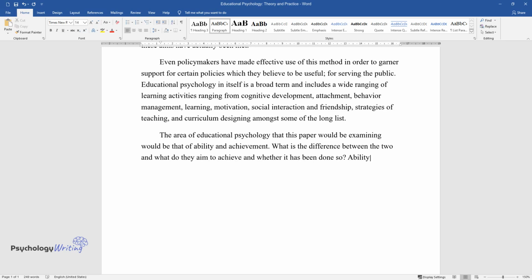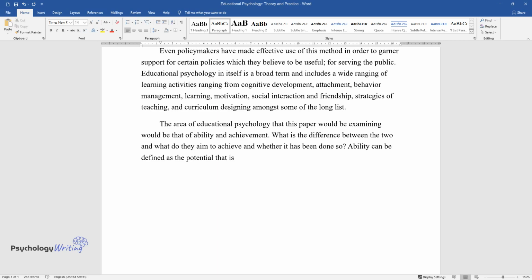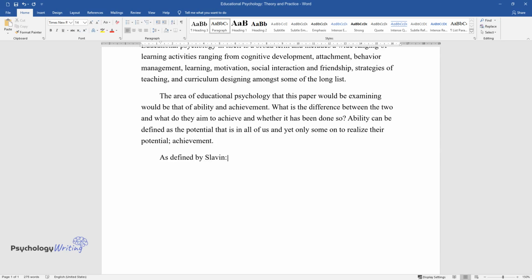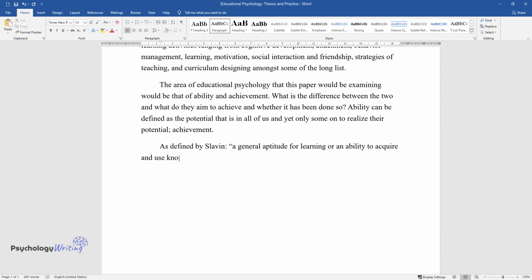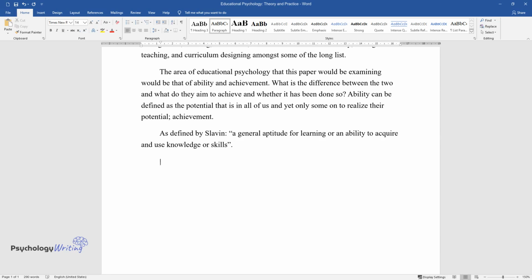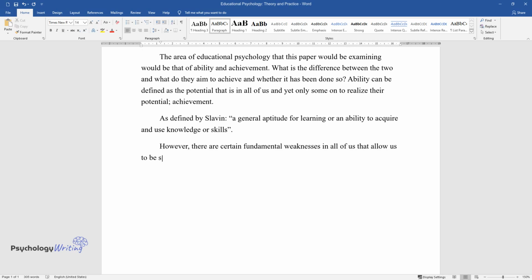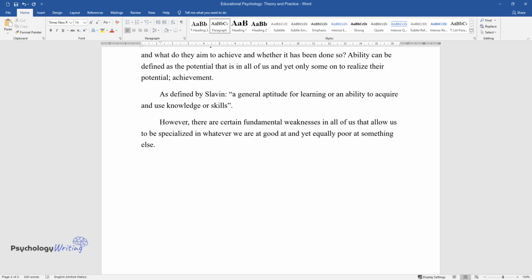Ability can be defined as the potential that is in all of us and yet only some go on to realize their potential, achievement. As defined by Slavin, a general aptitude for learning or an ability to acquire and use knowledge or skills. However, there are certain fundamental weaknesses in all of us that allow us to be specialized in whatever we are good at and yet equally poor at something else.